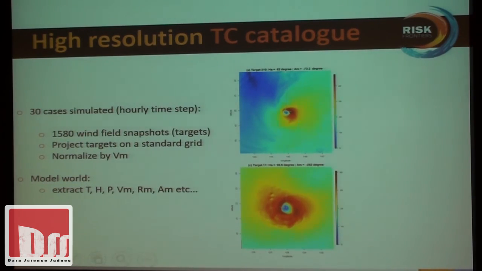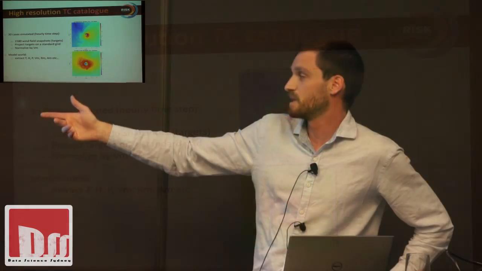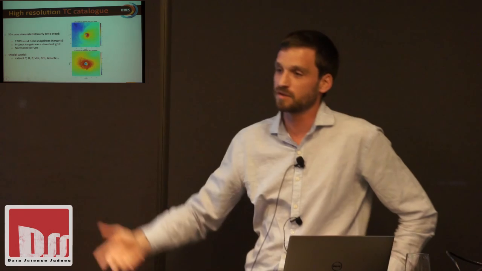And these are two examples. The one at the bottom here is a good example of a case where all of the strong winds are to the left of the storm. So again, you could not represent that with the classic formulation.